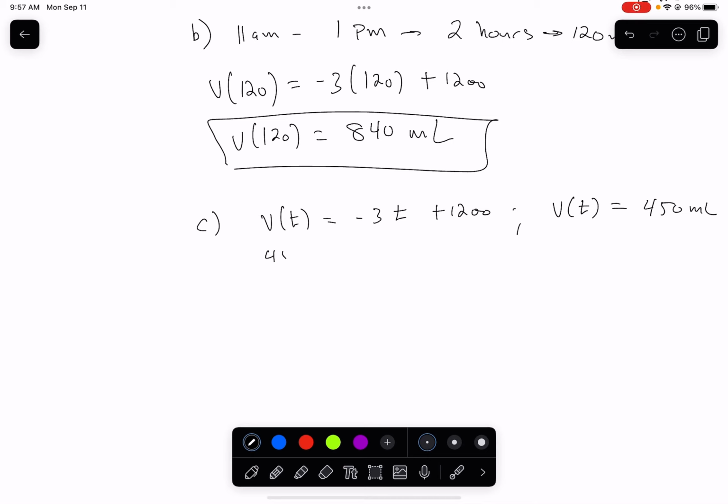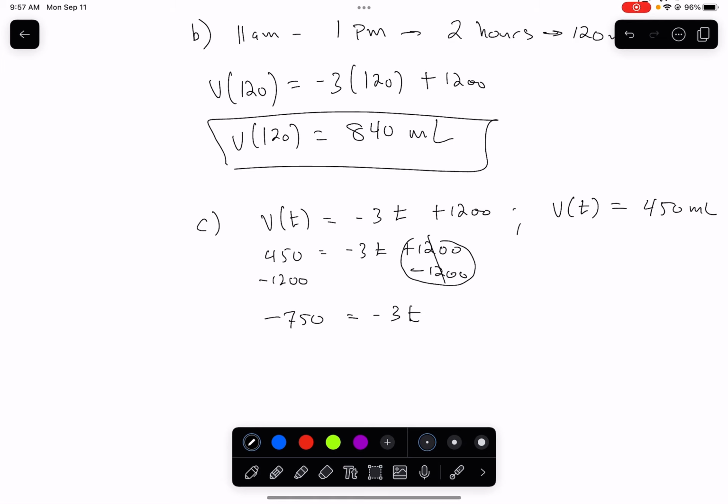So I'm going to get 450 has to equal -3T plus 1200. And I'm just going to solve. So I'm going to take 1200 away from both sides. What am I left with over here on the left? What's 450 take away 1200? Kepler? -750. Everyone agree it's -750? Okay, so we're going to get -750 has to equal -3T.